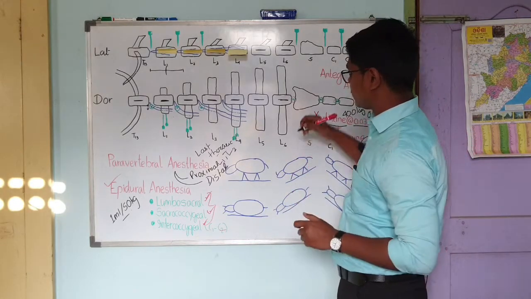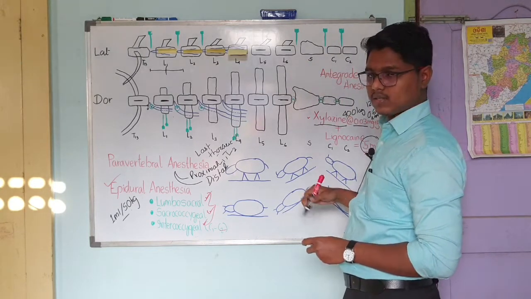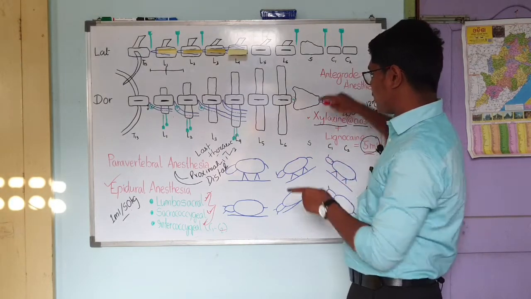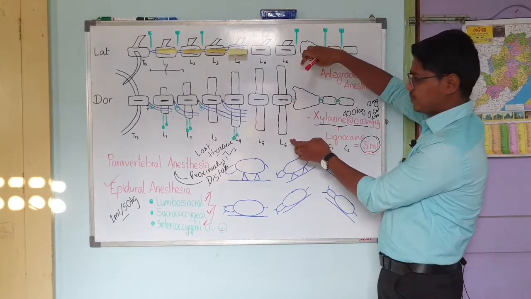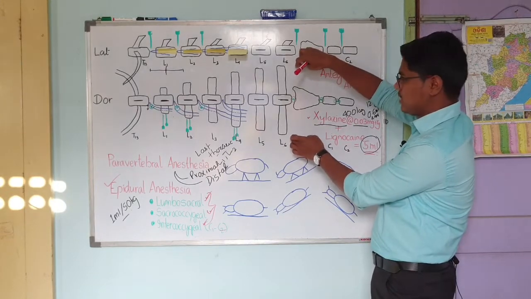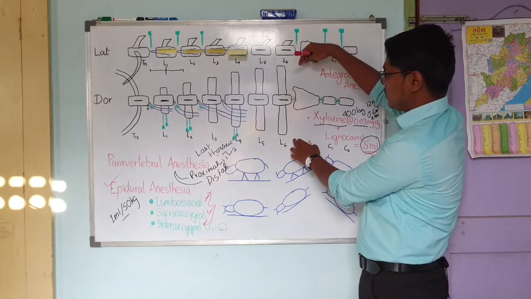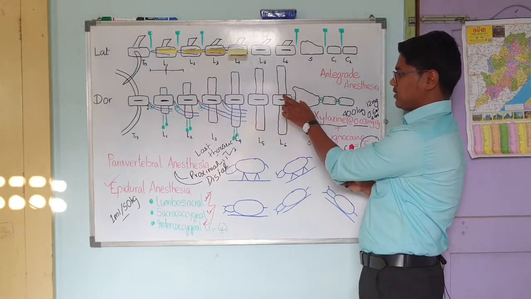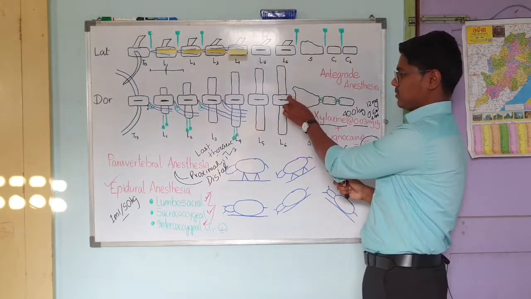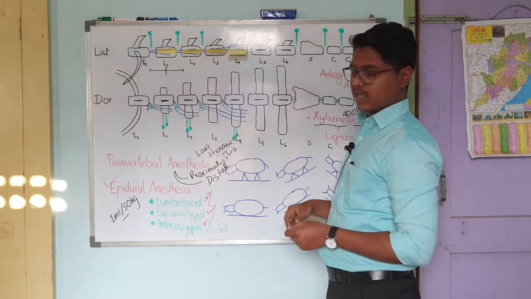Now for lumbosacral anesthesia, you have to give between the lumbar vertebra and the sacral vertebra. There is a technique. You have to go for the two tuber ischia, the bony prominences of the hip bone. You join the two bony prominences. The line which intersects is the point where the lumbar and sacral vertebrae attach. In that gap you have to give the lignocaine hydrochloride.